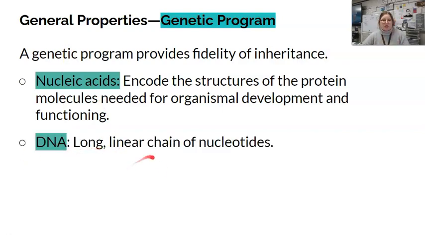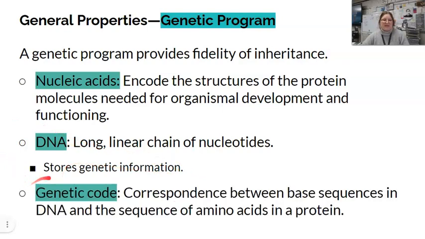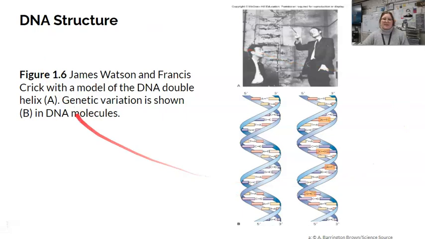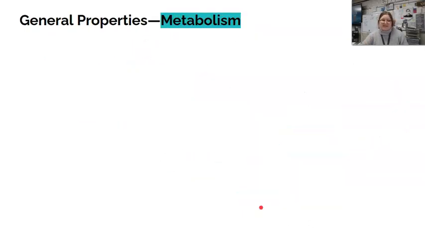DNA are long linear chains of nucleotides, and they store genetic information. And then genetic code is the correspondence between base sequences in DNA and then the sequence of amino acids in a protein. And then this just is showing the discovery and the structure of DNA.